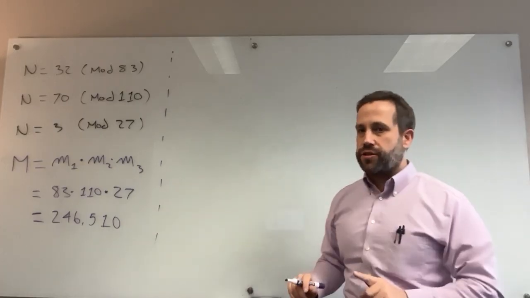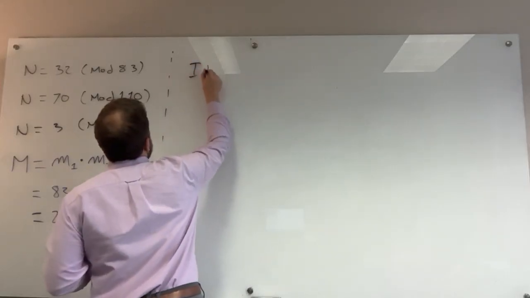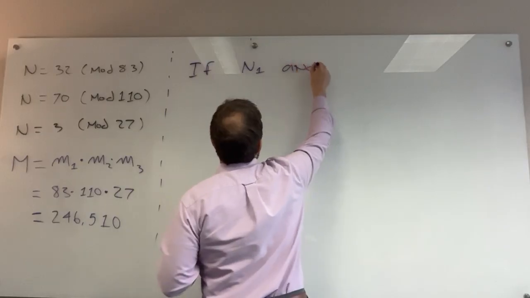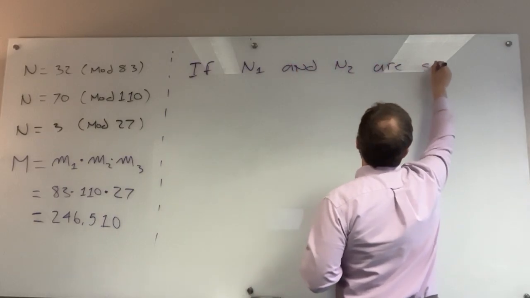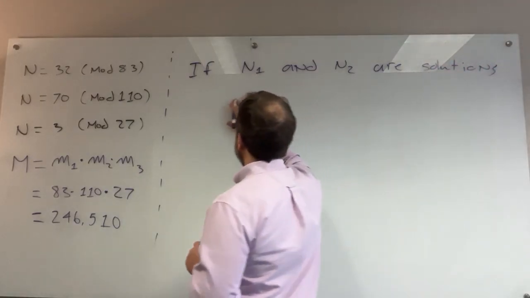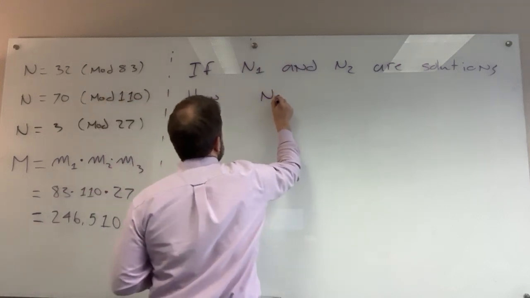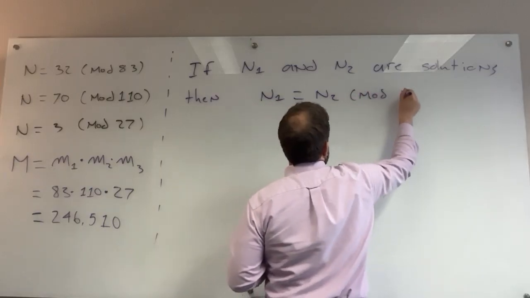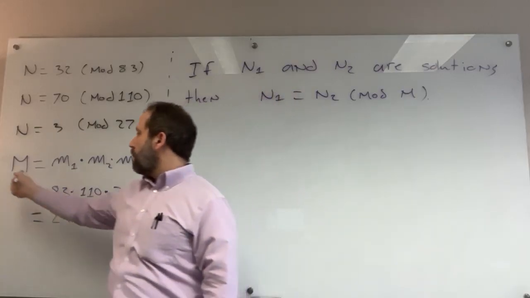Okay, so here's how I'm going to do that. I want to make an observation. If N1 and N2 are solutions, then they are congruent mod M. If N1 and N2 are solutions, then they are congruent mod M.